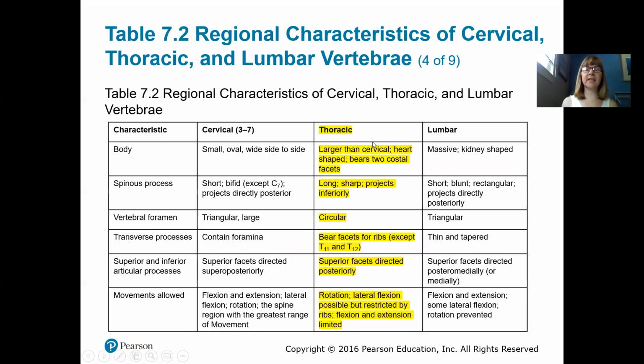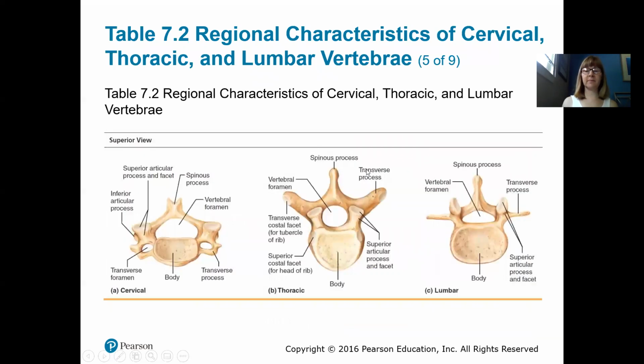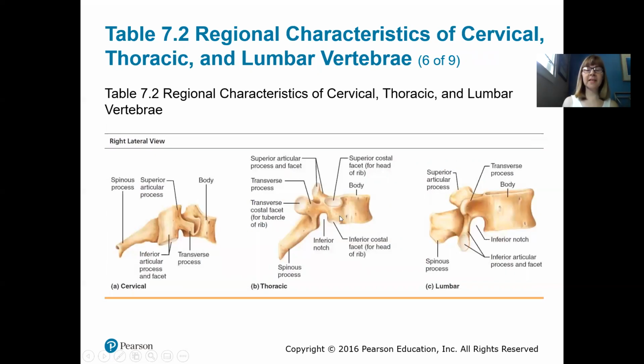So here's that chart again. Here's all those things you need to know, okay? So they hold the ribs, the hole is circular, and the process points down, and the body is much bigger and heart-shaped. Here's the shape. So here you can see it's kind of heart-shaped. See how circular it is? There's that pointy process. And these transverse processes have these little hooks or little holes on them because that's what's holding the ribs. And here you can see how it points down.